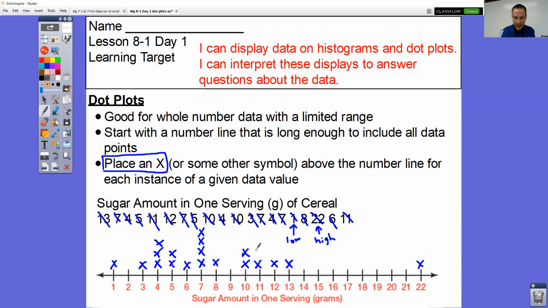So let me graph this number 11 here. And now we have our finished dot plot. That's all it is. You're just organizing your data.